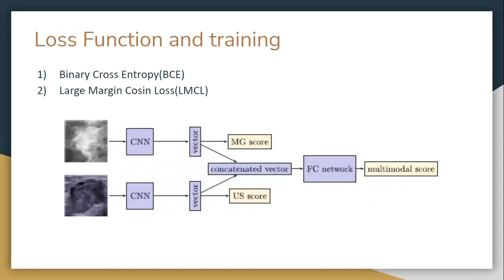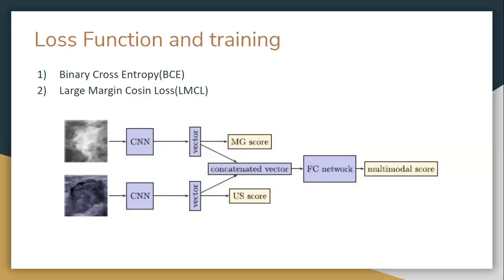So let's take a look at the loss function and the training. So we have used two loss functions. One is binary cross entropy, another is large margin cosine loss. We have used binary cross entropy, as mathematically it is a preferred loss function under the inference framework of maximum likelihood. So in short, it will calculate a score that summarizes the average difference between the actual and predicted probability distribution for the predicted class of malignant.